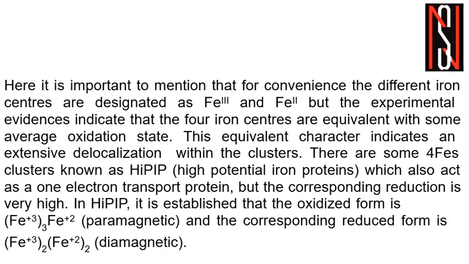In these high potential iron proteins, mainly the oxidized form consists of 3 iron atoms with a plus 3 oxidation state, whereas 1 iron atom has a plus 2 oxidation state, and it becomes paramagnetic in nature due to the presence of 1 odd electron or 1 unpaired electron, whereas the reduced form has 2 iron atoms in plus 3 oxidation state and 2 iron atoms in plus 2 oxidation state, and it will be diamagnetic in nature due to the super exchange phenomena or antiferromagnetic coupling.